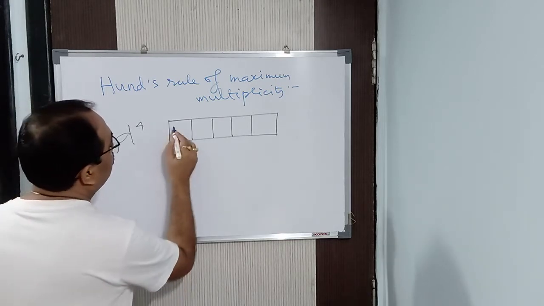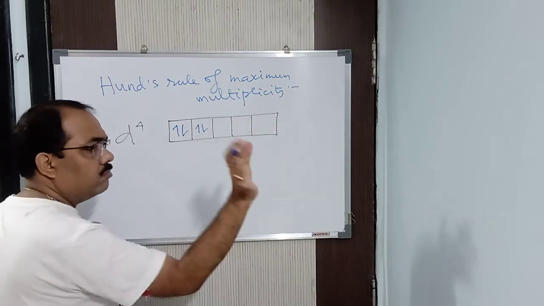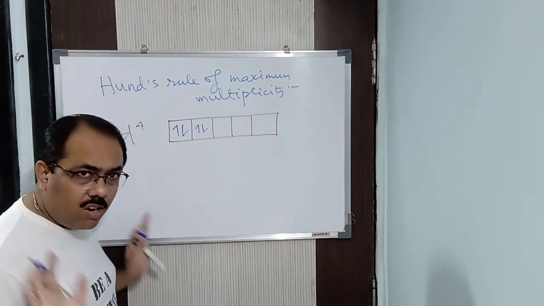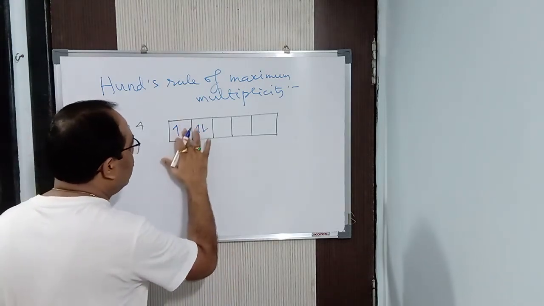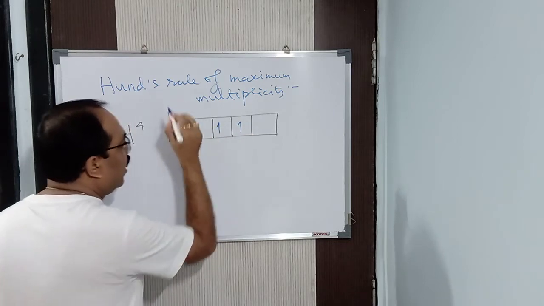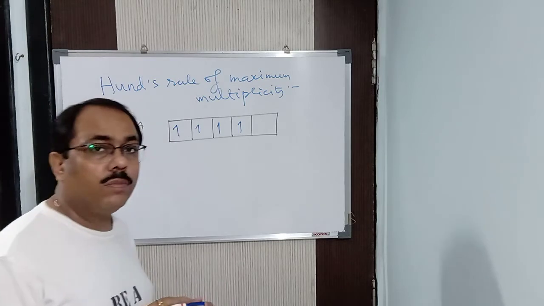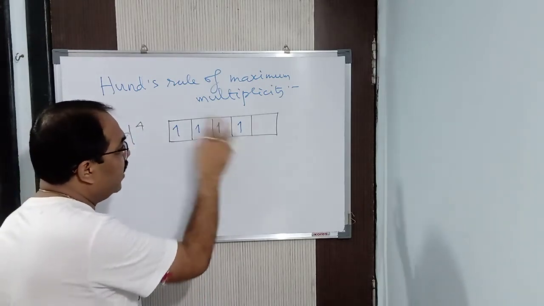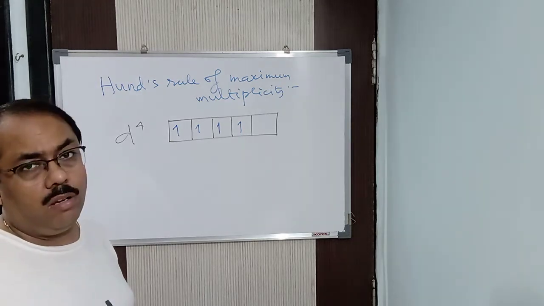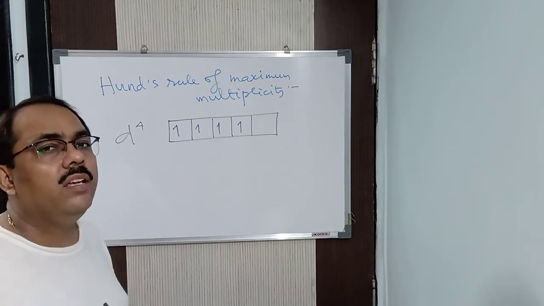You will say, sir, 1, 2, because each orbital takes 2, then 3, 4. No, this is wrong. That is what Hund's rule is saying: first, we need to fill it singly. 1, 2, 3, 4. This is the correct way of filling d4. First it needs to be singly occupied. If at all any electron is left after being singly occupied, then only the pairing is going to take place.